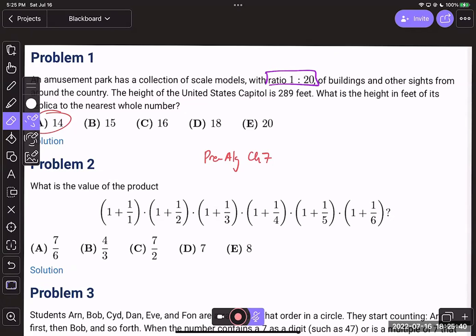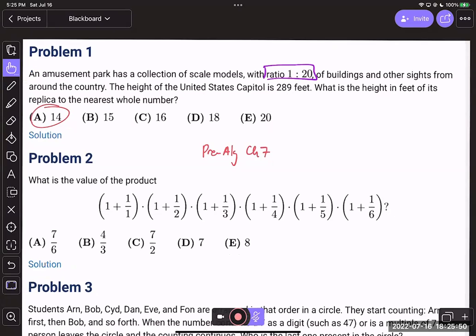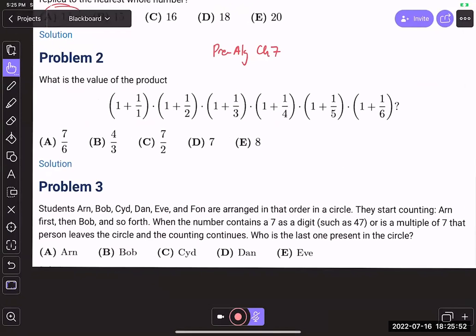All right. Any questions over problem number 1? If not, then let's look at problem number 2. Any volunteers? Evelyn, let's go with you.